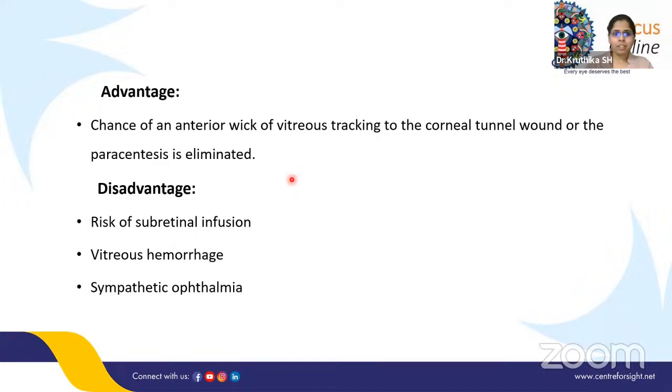Advantage of this technique is that the chance of an anterior wick of vitreous tracking to the corneal wound or any ports is eliminated, because we are doing a posterior approach after placement of the IOL. The disadvantage of this technique is there is risk of subretinal infusion, risk of vitreous hemorrhage, and risk of sympathetic ophthalmia. Why? Because we are touching the uveal tract while doing the pars plana route approach.